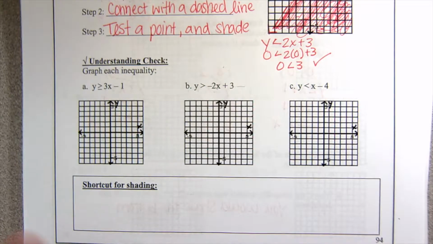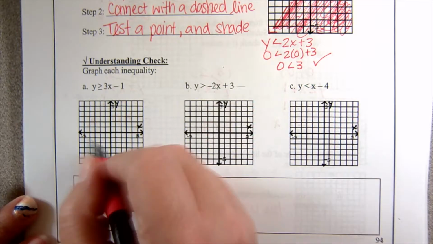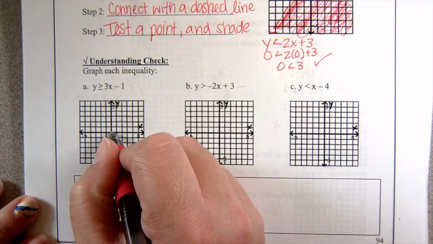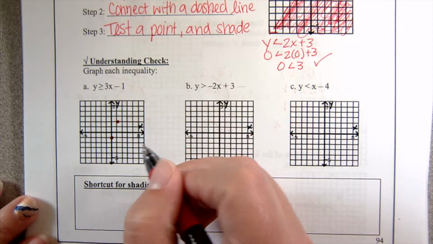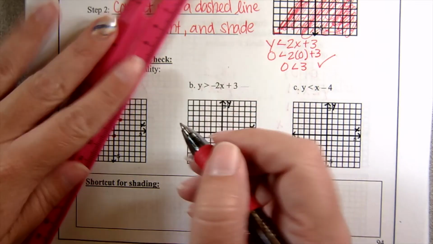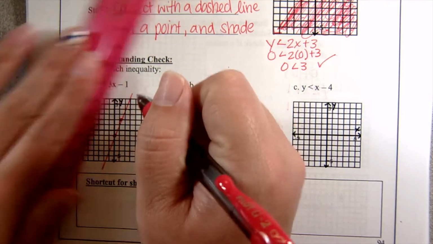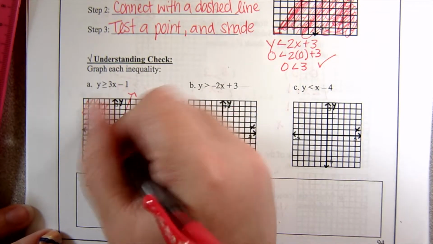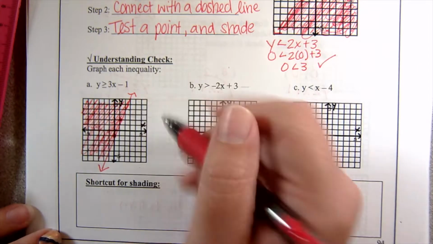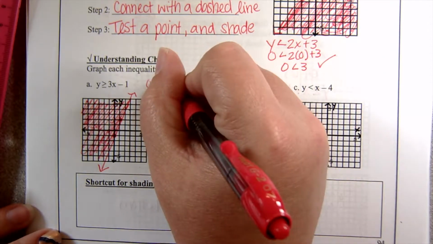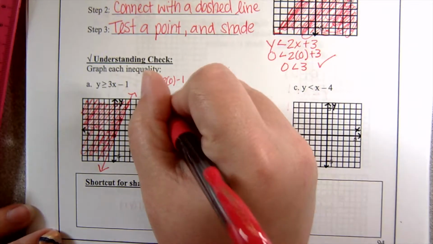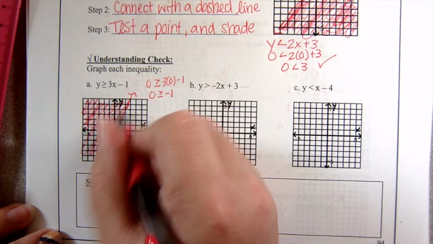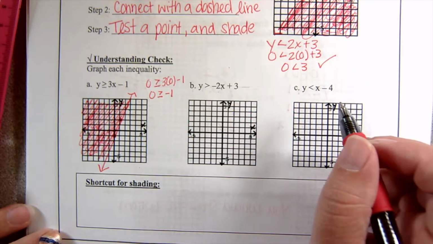All right, for the first one, what is the intercept? -1. And what is the slope? 3. Up 3 over 1. And is that a solid or dashed line? Solid. And which side did you shade? The top left. So if you're not sure about looking at it, plug in 0, 0. So 0 is greater than or equal to 3 times 0 minus 1. So 0 is greater than negative 1, which is true. So we shade the side that has 0, 0, which was this side.